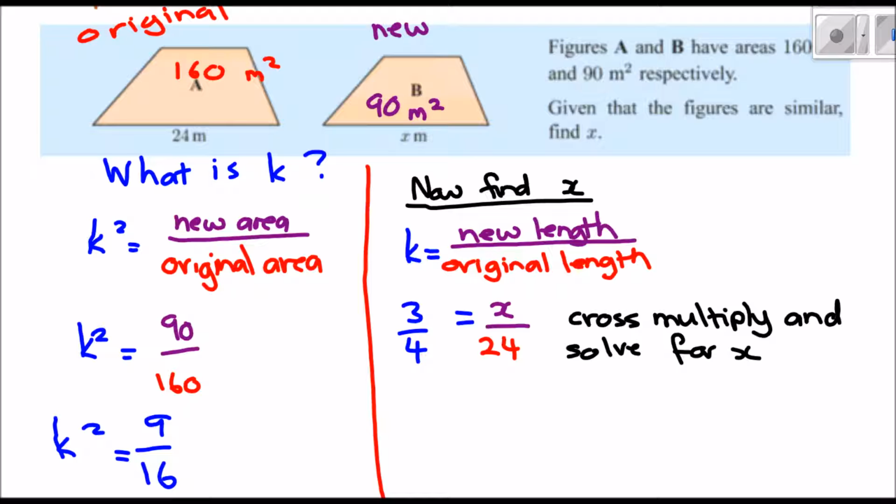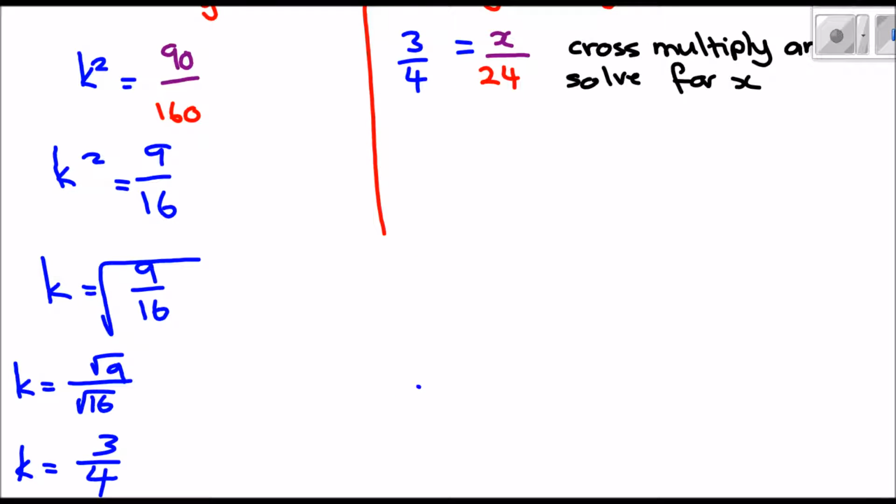Now, I just need to scroll down because I've got a funny board. Lovely. So 3 times 24, if you want you can write it out. Let me just make a second note. 3 times 24 equals 4x. Cross multiply. So 3 times 24, I'll give you a moment to think about it. 3 times 24 is 72. So 72 equals 4x. So x is got to be 72 over 4.